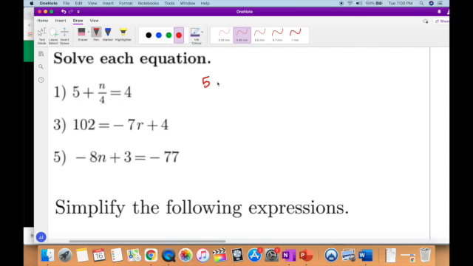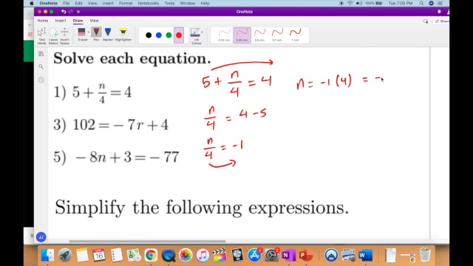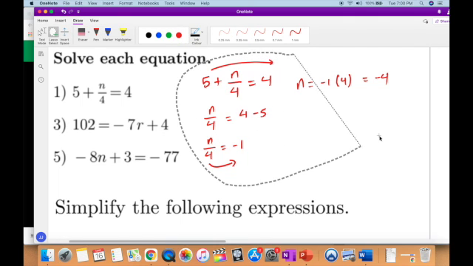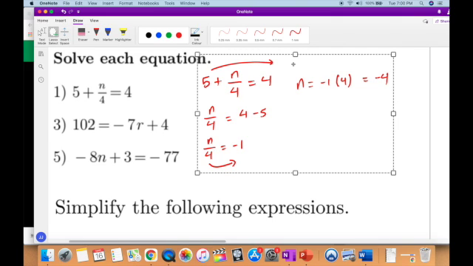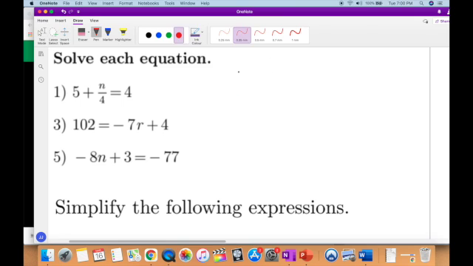So first we have 5 plus n over 4 is equal to 4. We had to solve for n, so I'll fling across the 5. So n over 4 is equal to 4 minus 5. n over 4 is equal to negative 1. And now I'll fling across the 4. So n is equal to negative 1 multiplied by 4, which is negative 4. So that is the first one. And I hope that was cool for everybody. If I'm going too fast, just let me know, right?